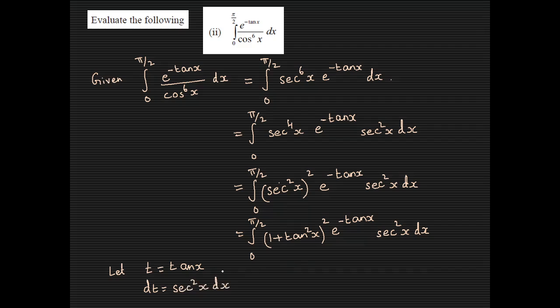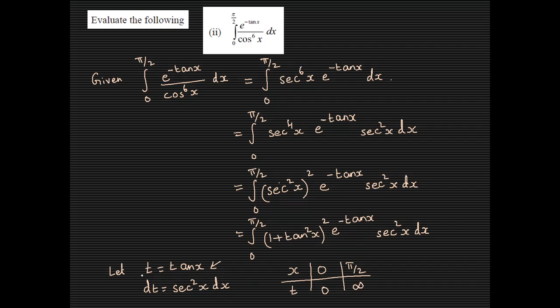Okay, so now you have to apply the limit. So the lower limit for x is 0, upper limit is pi by 2. So for t, substitute this 0 in this equation. So tan 0 is 0, and then if you put x is equal to pi by 2, it is tan pi by 2. Tan pi by 2 is infinity, so t is equal to infinity.